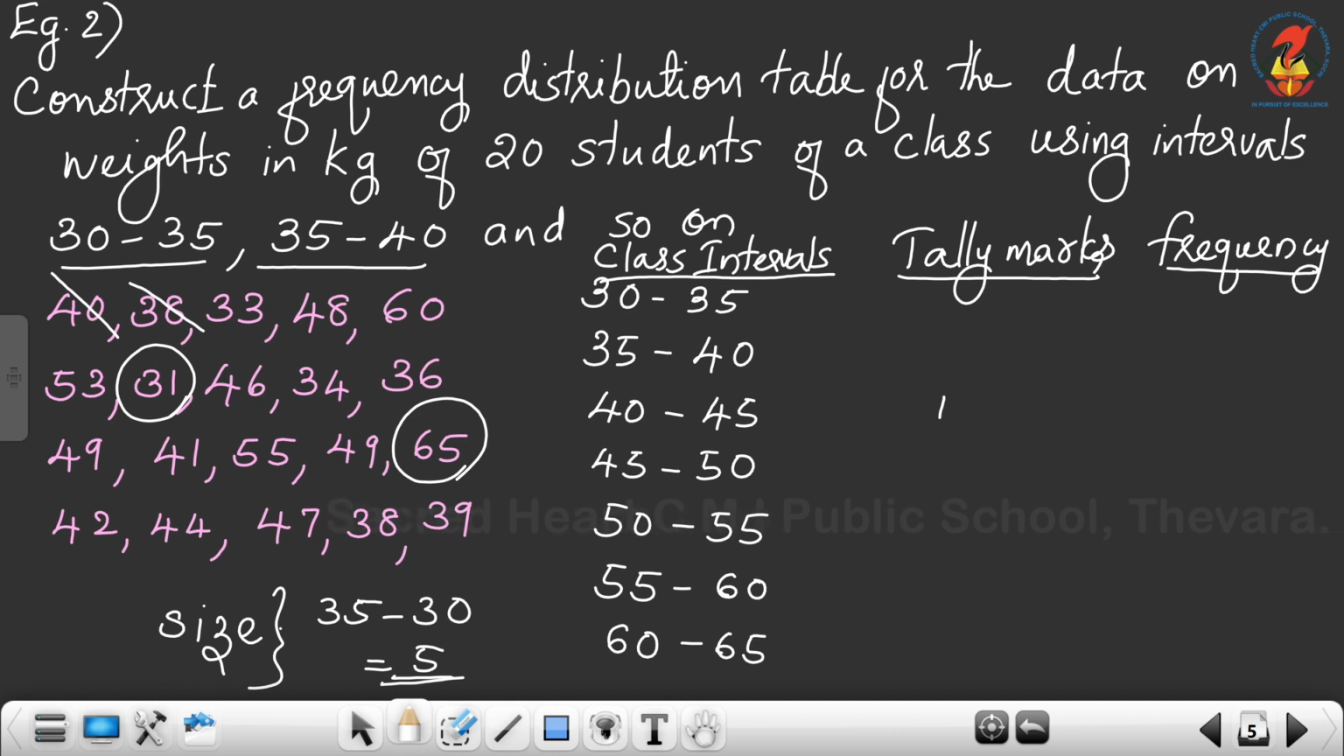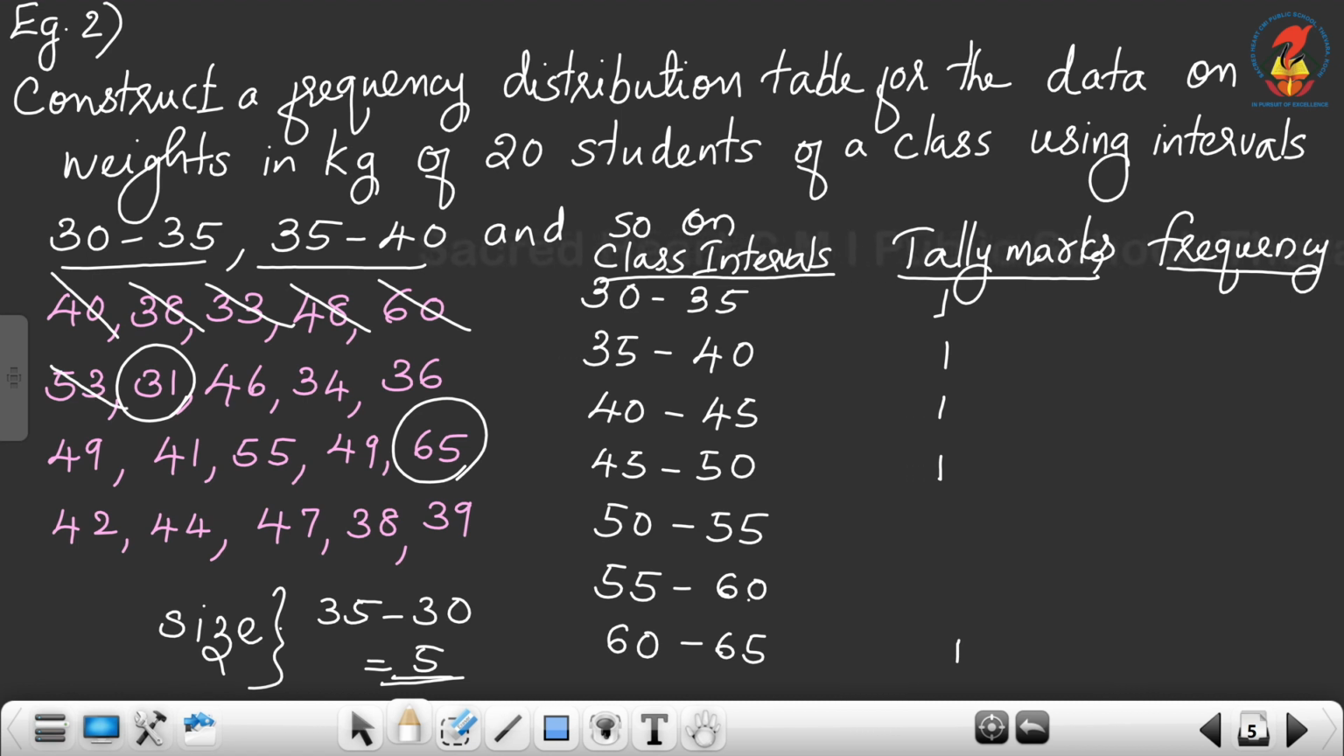Then 38, 33, 48. 48 will come in the group 45 to 50. Then 60, where will you mark 60? Should it be 55 to 60 or 60 to 65? 55 to 60 means all the observations below 60, so 60 won't come in that group. So you have to mark 60 in the group 60 to 65.